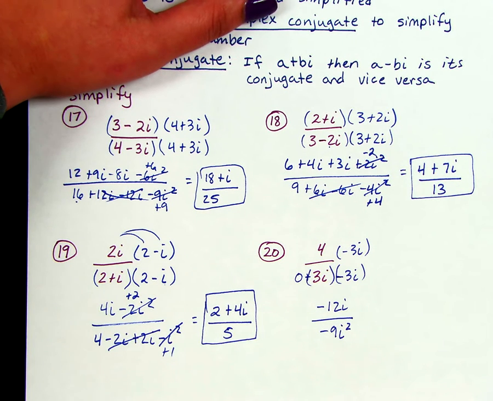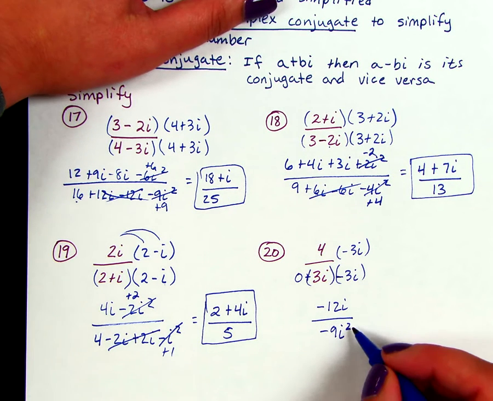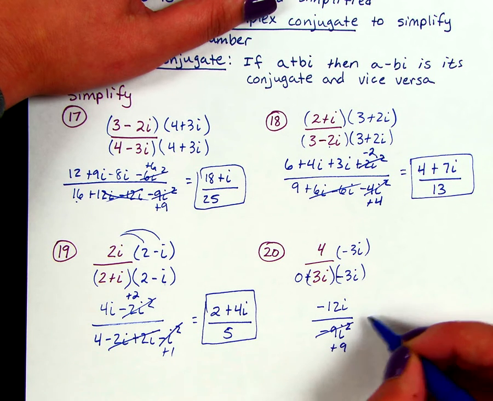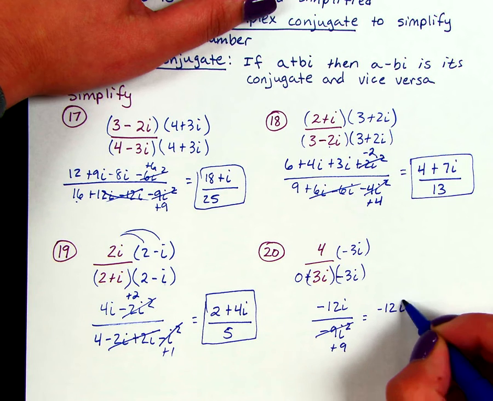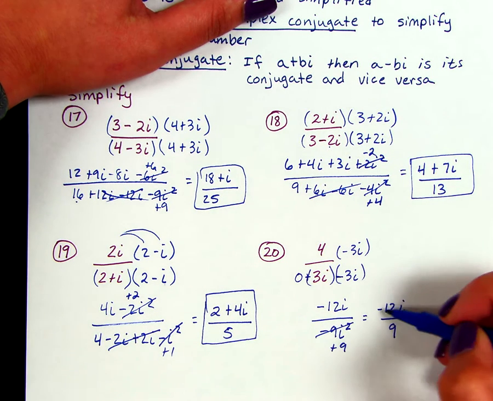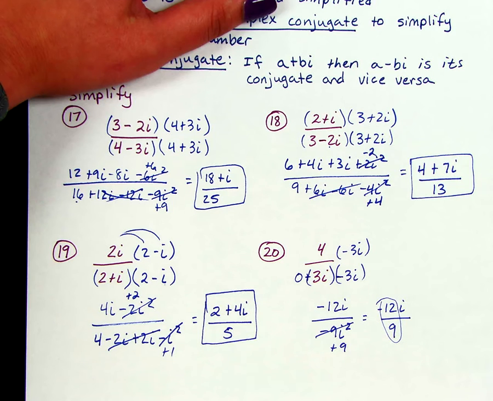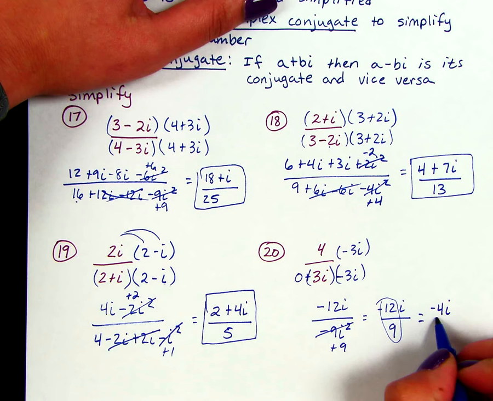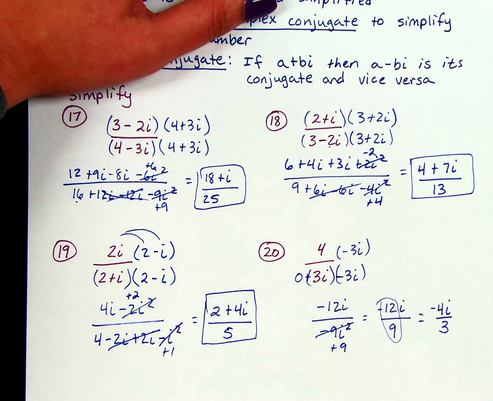And then now we are just simplifying. So my i squared is really a negative 1. So this is really going to become a positive 9. So now I have negative 12i divided by positive 9. And then I can simplify negative 12 over 9 because they're both divisible by 3. So if we divide each by 3, this will become negative 4i over 3. So that will be my final simplified answer.